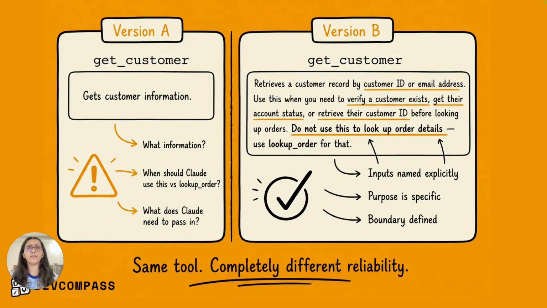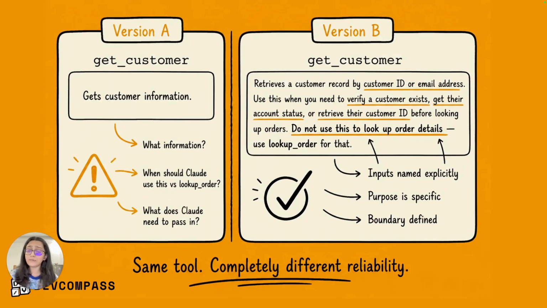So you have to notice three things here. First, the inputs are named explicitly. Customer ID or email address. Claude knows what to pass in. Second, the purpose is very specific. Verify existence, get account status, retrieve the customer ID. Claude knows exactly what this tool is actually for.